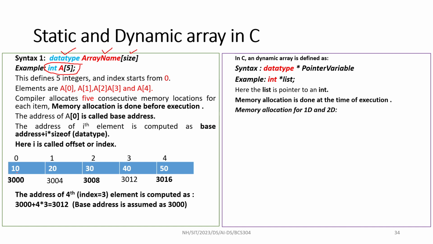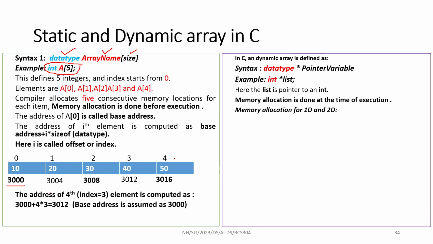Let us take these elements as 10, 20, 30, 40, 50, and 0, 1, 2, 3, 4 are the index values. Let me take the starting address of the array as 3000. If the compiler takes 4 bytes of data for one integer, the next value is 3004, because 3000, 3001, 3002, 3003 are for the first element; 3004, 5, 6, 7 for the second element; 8, 9, 10, 11 for the third element; 12, 13, 14, 15 for the fourth element; and 16, 17, 18, 19 for the last element.